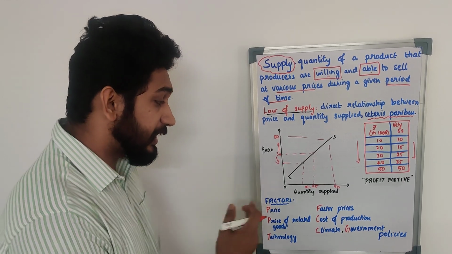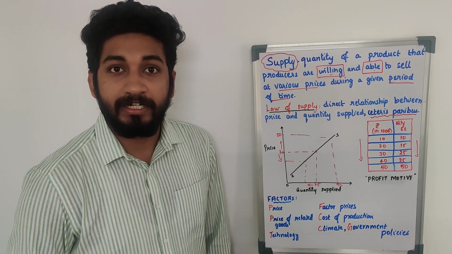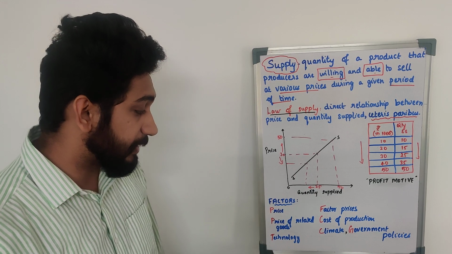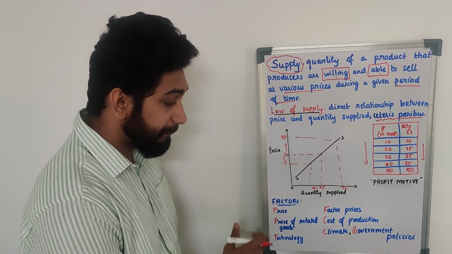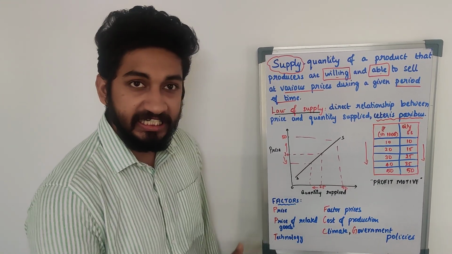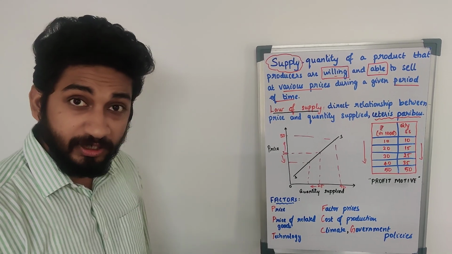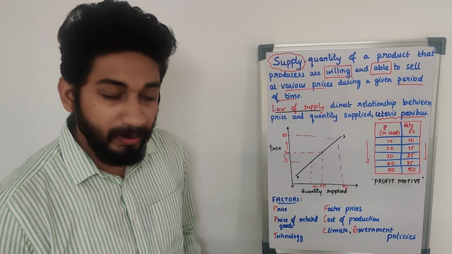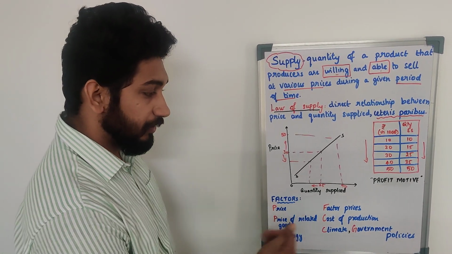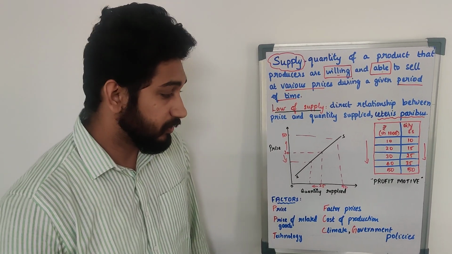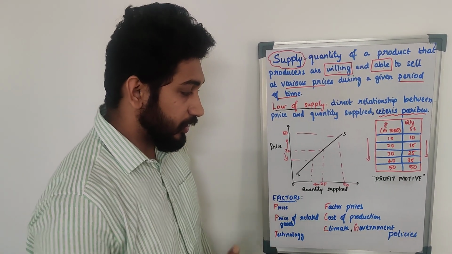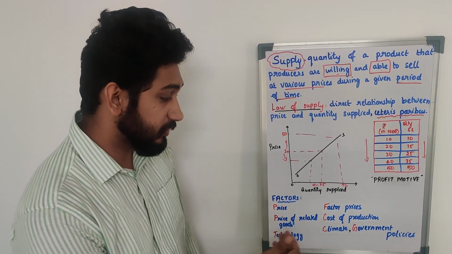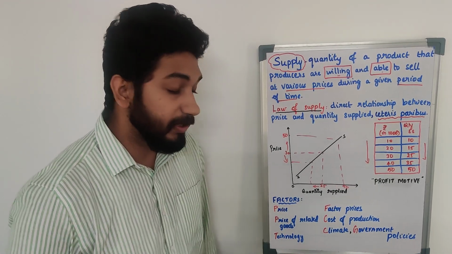Now let us look at the factors that can affect your supply. The factors can be understood by the mnemonic PPT, FCC, G. So price of the product, price of related goods, those are the substitutes and complements, technology, factor prices, that is the labor and factor inputs, C stands for cost of production, climate and government policies.